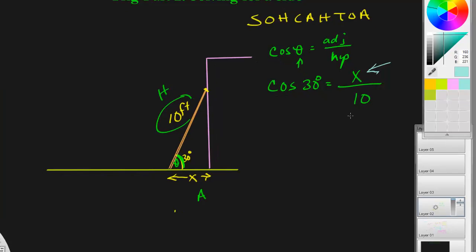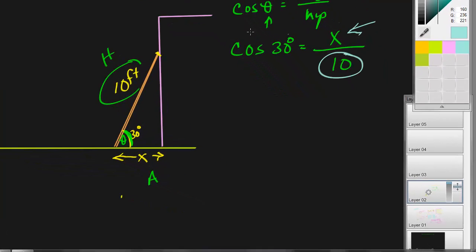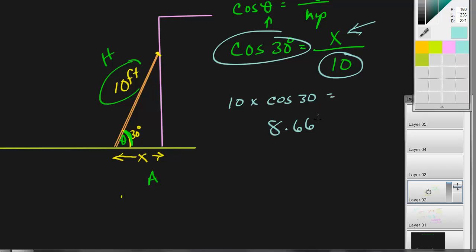So this would be just about like the other example. I have a letter on the top, so I would take 10 times the cosine of 30. That's 10 times the cosine of 30 equals. And let's all do that. We can just hit our buttons. Times cosine 30. And you should get something around 8.66. Is that right? 8.66 feet.